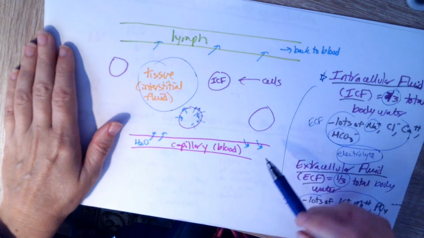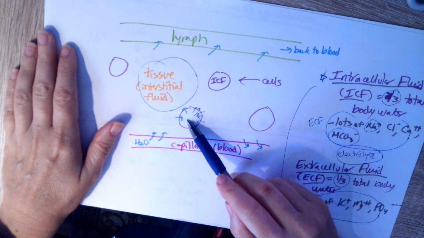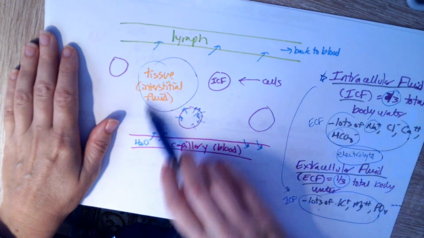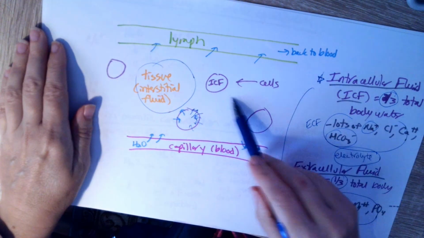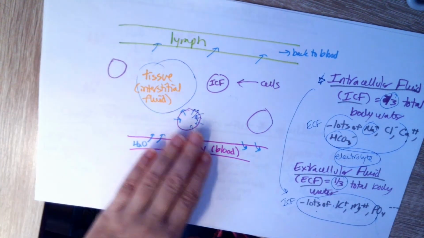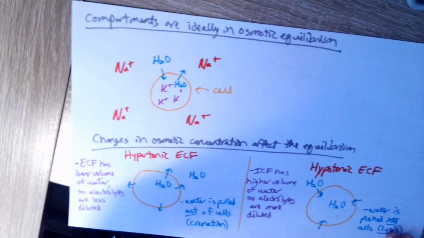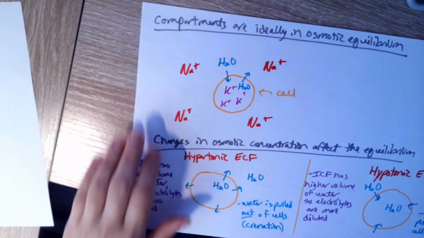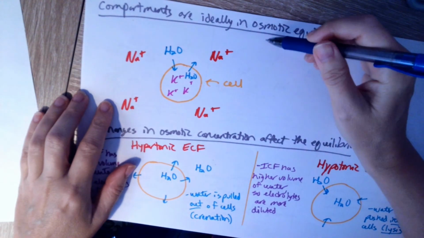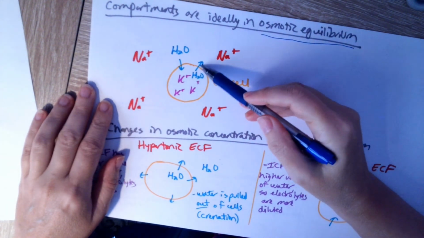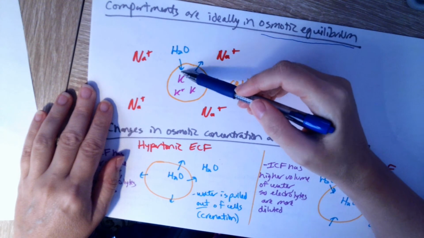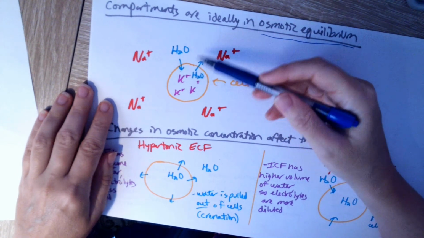So we can really affect what's happening in each cell when we affect what's happening in the extracellular fluid in general, but specifically the interstitial fluid. Okay, so normally we would want our compartments to be in what's called osmotic equilibrium, where we have the same amount of water leaving the cell as we have water going into the cell. So it's in a nice balance.